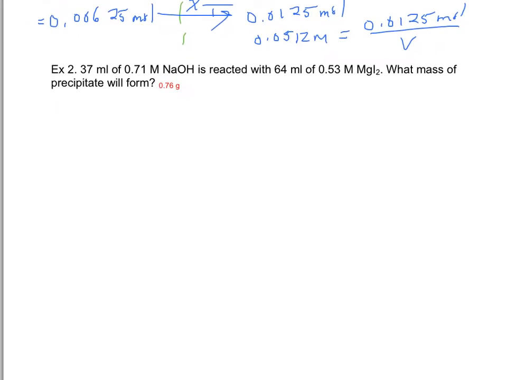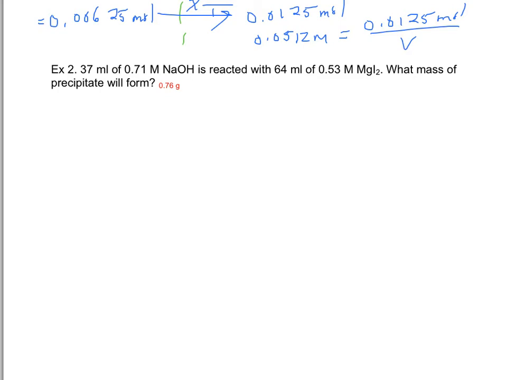Now example 2 forces us to find the limiting reactant. Again, there's no difference from what we were doing in Unit 3, except that we're going to start with volumes and concentrations of solutions. Now in questions, we don't always need to start with concentration and volume information. We could still start with the grams of a solid or the amount of particles. In this question, we're asked what the mass of the precipitate will be when we do a double displacement, mixing sodium hydroxide and magnesium iodide.